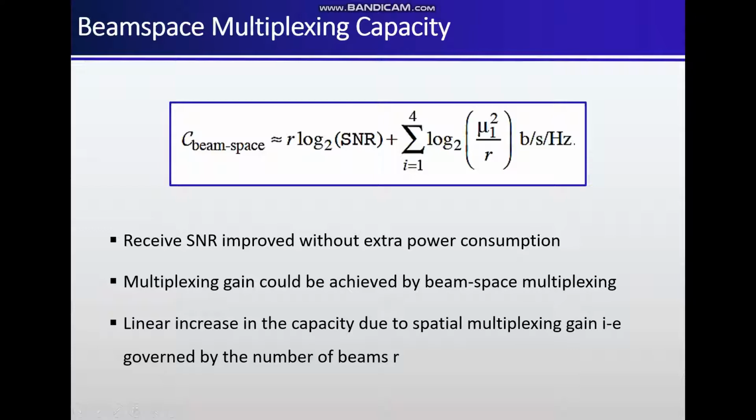Very briefly, I explain the Beamspace multiplexing capacity. Receive SNR improves without extra power consumption. Multiplexing gain could be achieved by Beamspace multiplexing. Linear increase in the capacity due to spatial multiplexing gain that is governed by the number of beams R. This is the R in the mathematical expression that increases the capacity by using the Beamspace multiplexing.